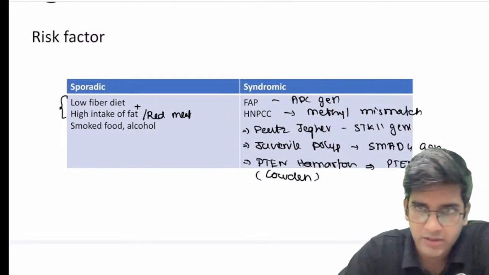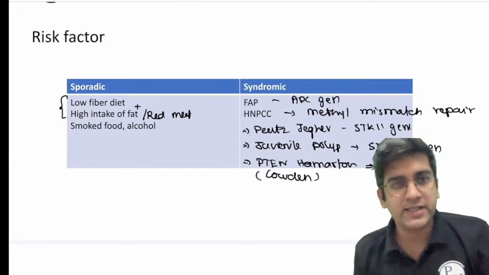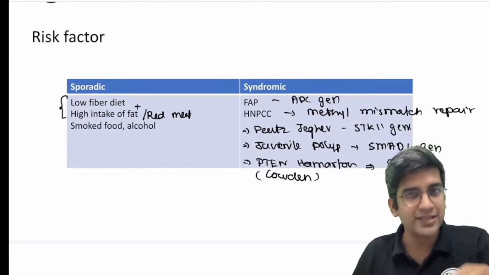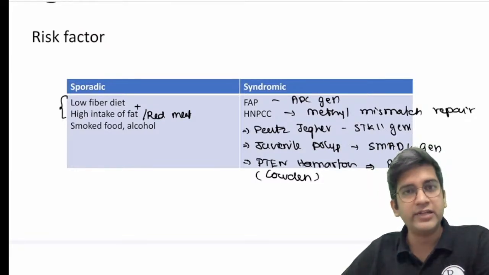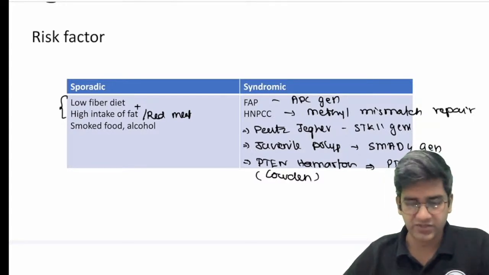Fine. Namaskar, Pratik. So you'll have methyl mismatch repair. That is for HNPCC, right? All these syndromes are just required for the naming. If you can involve FAP and HNPCC, those are the primary two things which will involve the pathogenesis, right? And also sporadic risk factor.